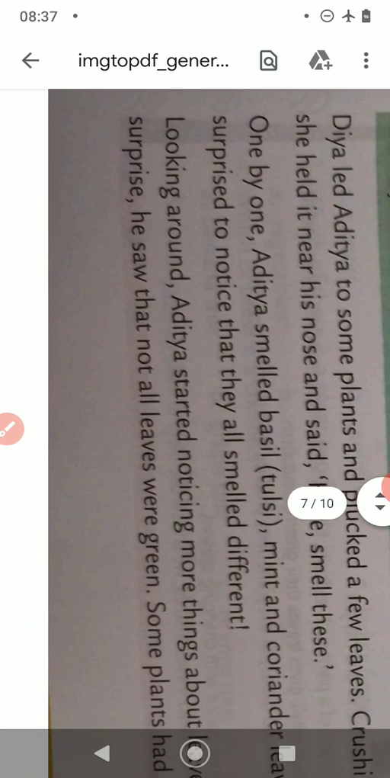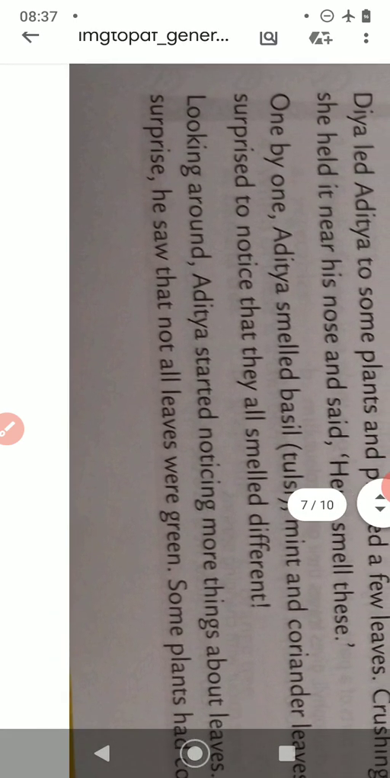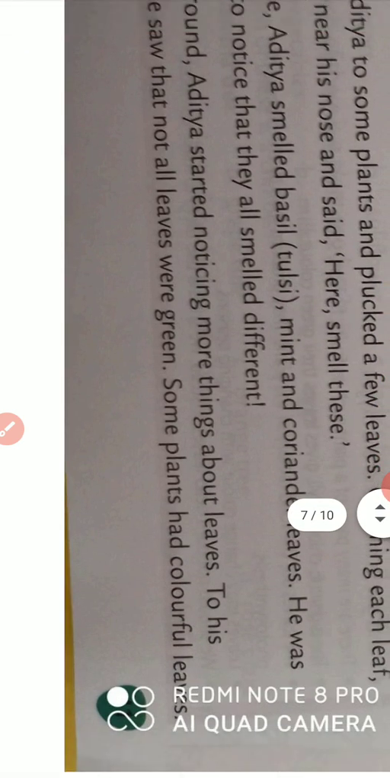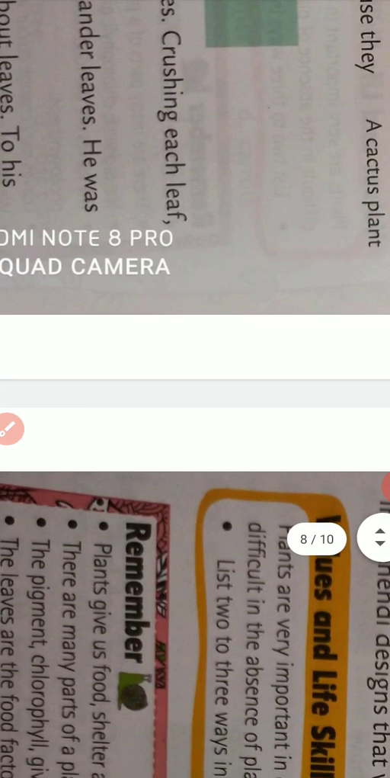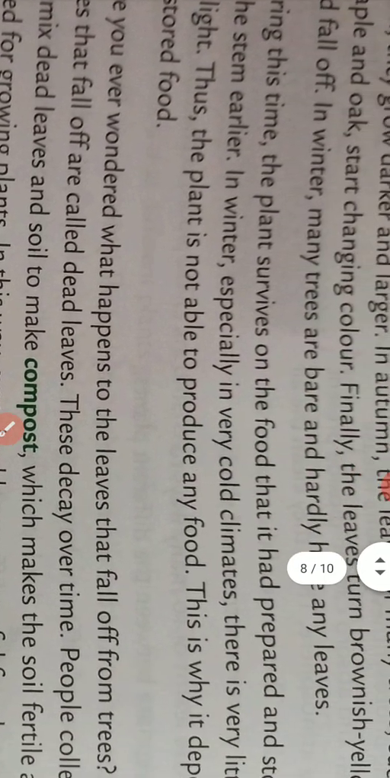Now, looking around, Aditya started noticing more things about leaves. To his surprise, he saw that not all leaves were green. The leaves of different plants have different colors also, isn't it? So you must have seen different leaves of different colors.